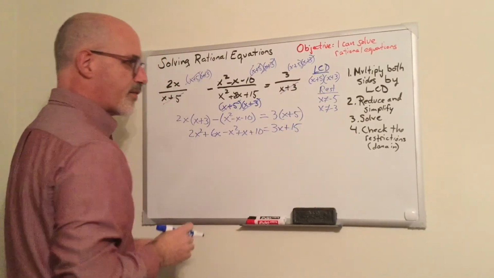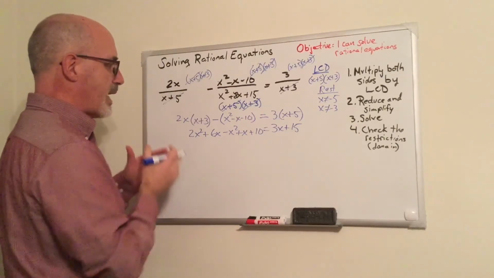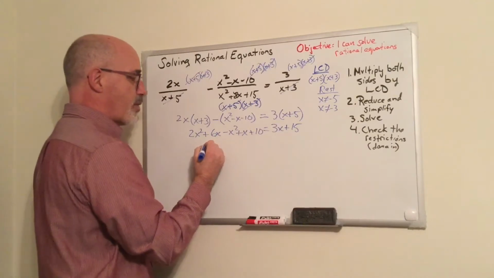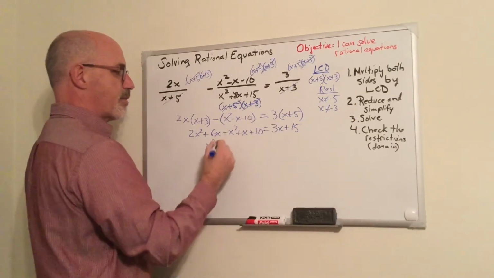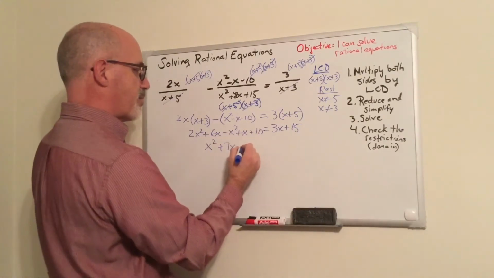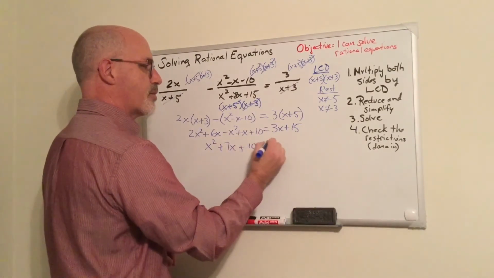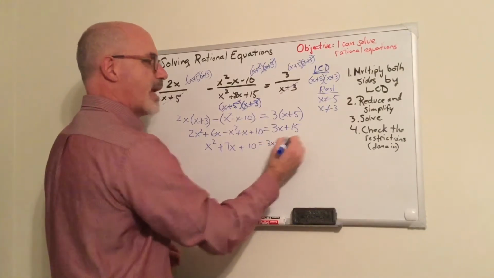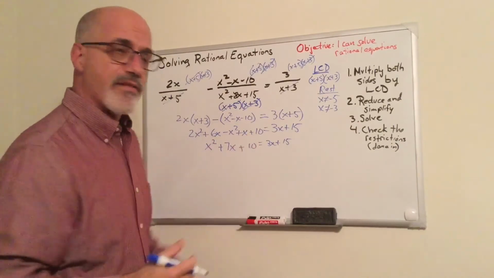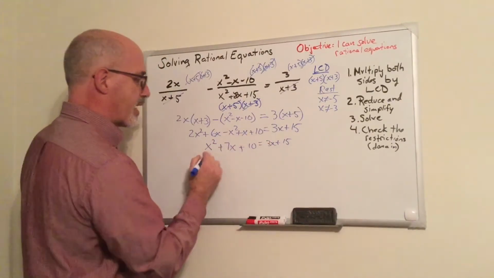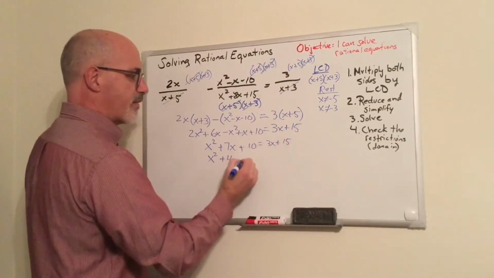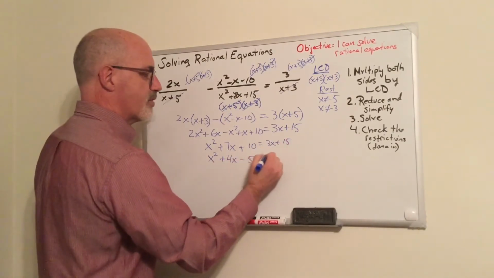Okay, now for solving this part, I go ahead and combine like terms. 2x squared minus x squared is just going to be a 1x squared. 6x plus x gives me 7x. And then over here, I still have my plus 10 equals 3x plus 15. Now, when we have a quadratic, our goal is to get 0 on one side and factor and solve. So I'm going to subtract 3x from both sides, so it's going to be 4x here. Subtract 15 from both sides, so I get minus 5.